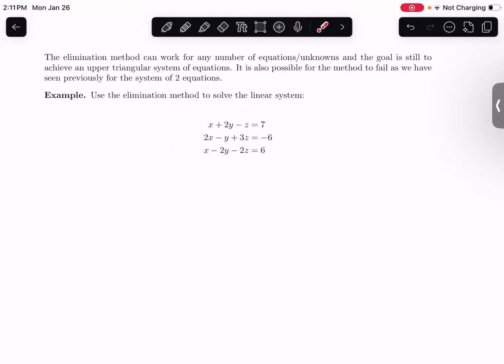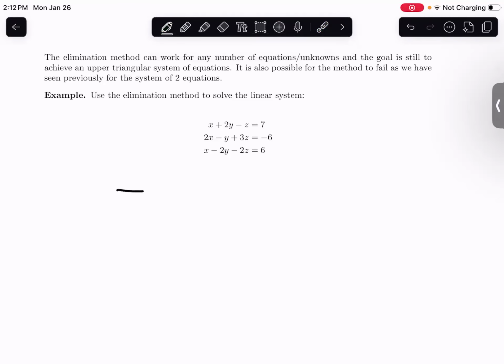The idea is we want to take this system of linear equations and reduce it to this upper triangular form, which pretty much means that after we perform our elimination slash reduction, the final row should just have one variable. The second row should have two variables, and the first row should have three variables, which then will allow us to use back substitution to solve the system of linear equations.